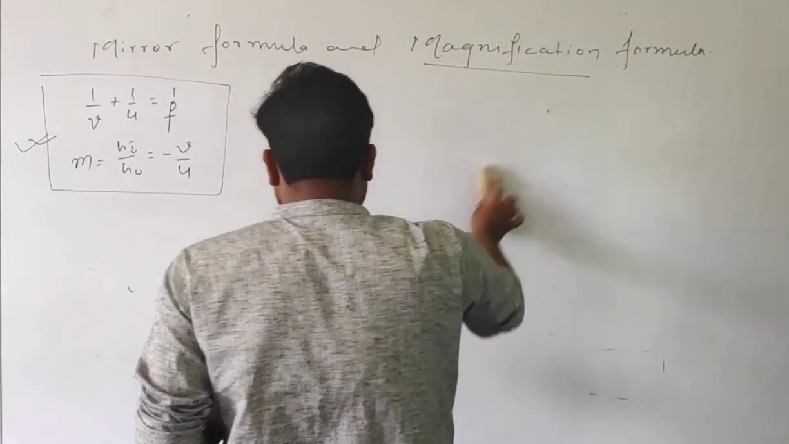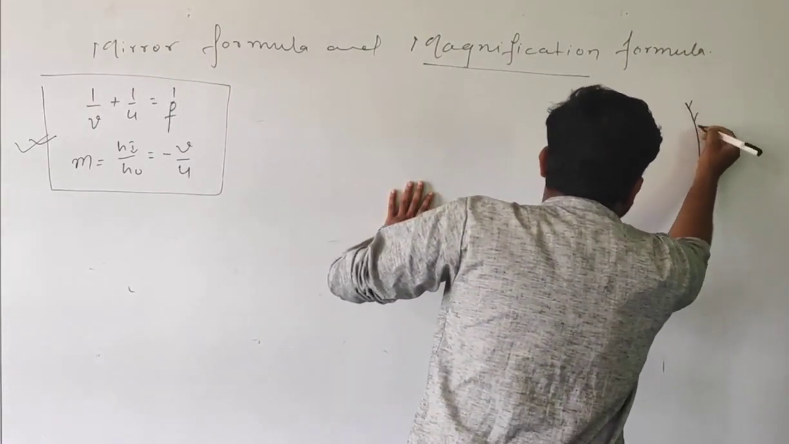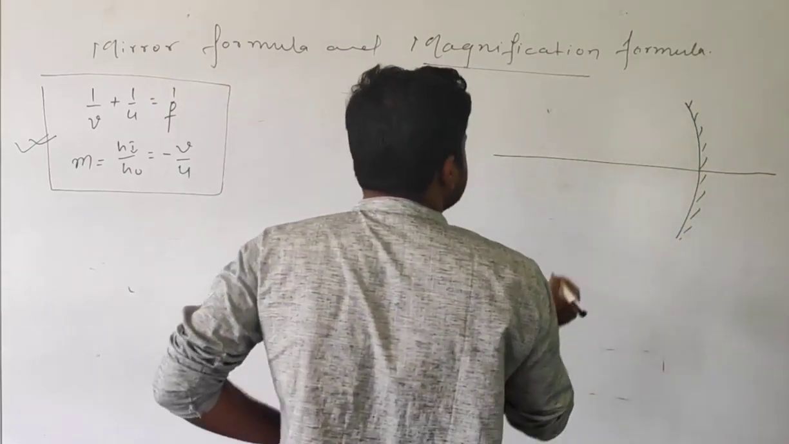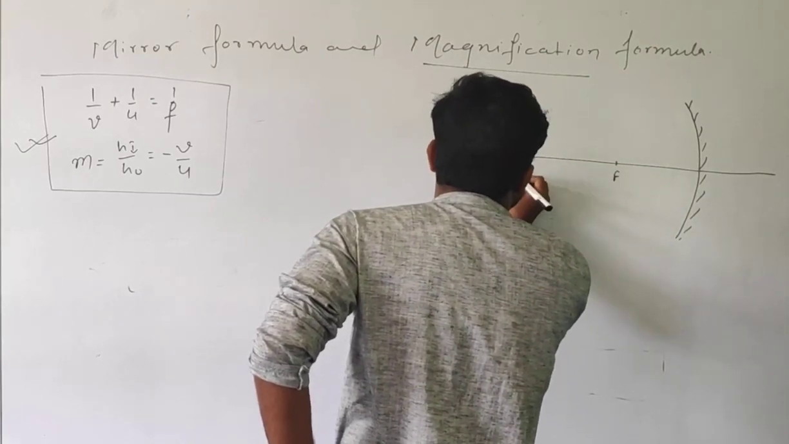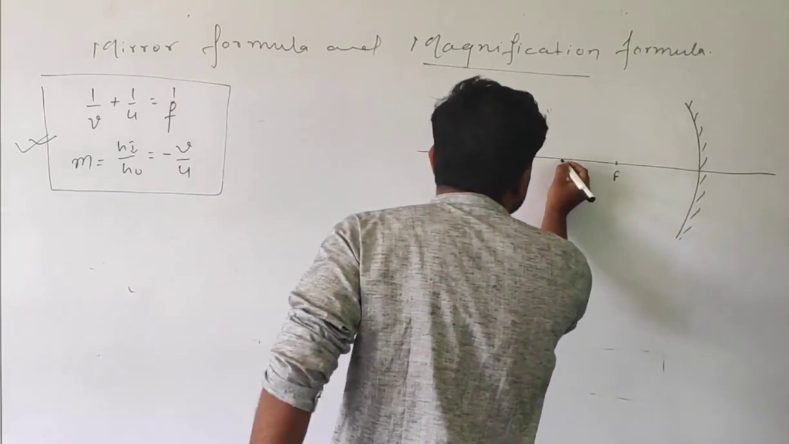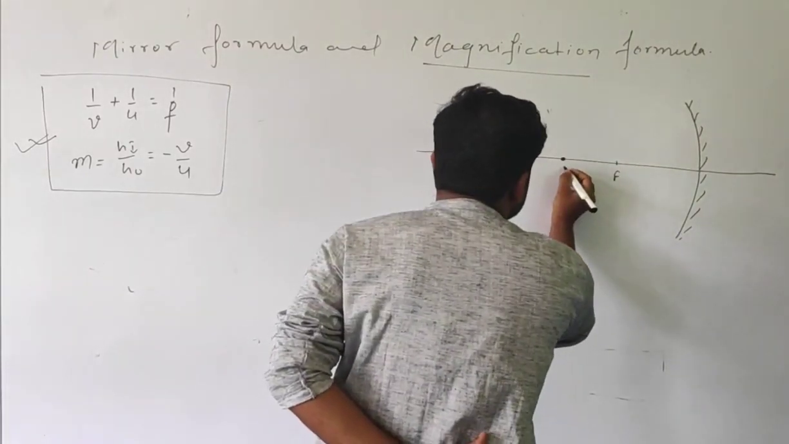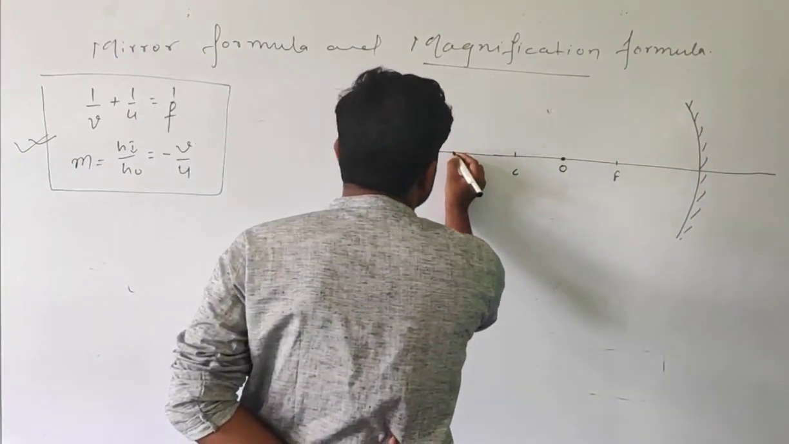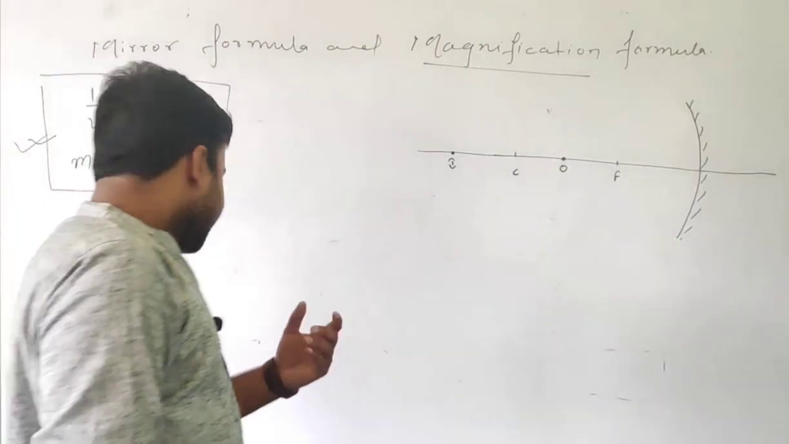I am going to take the same example, students, like if we are drawing the ray diagram. This one is the concave mirror. You can take convex also, but I am taking concave here. This one is the focus. This one is the center of curvature. Now, if you are putting an object here between center of curvature and focus, the image will form where? Beyond center of curvature. Here the image will form. How is the image forming?